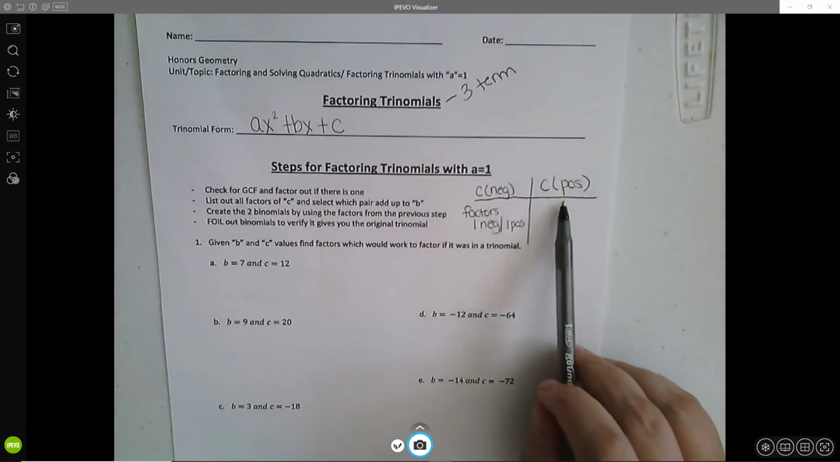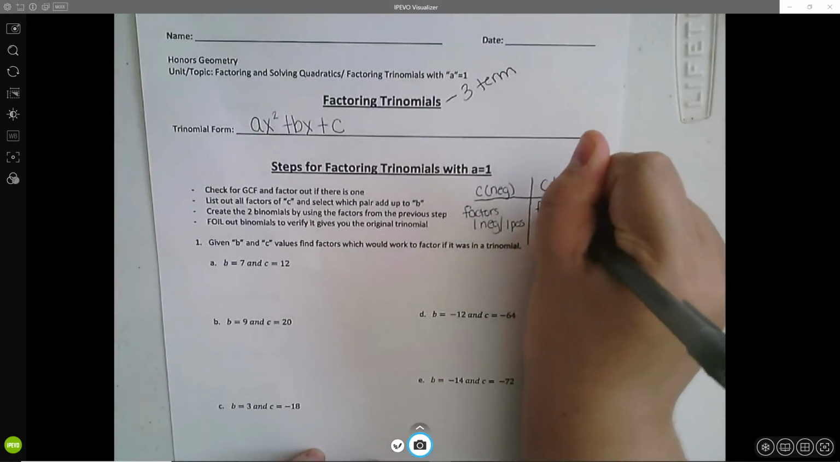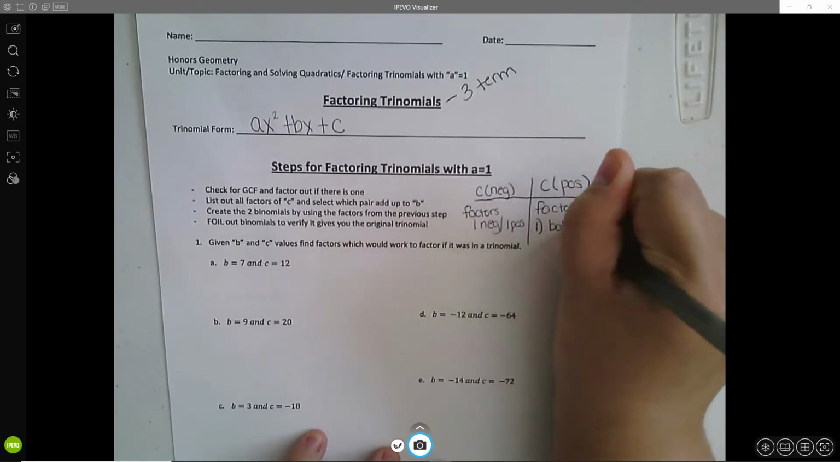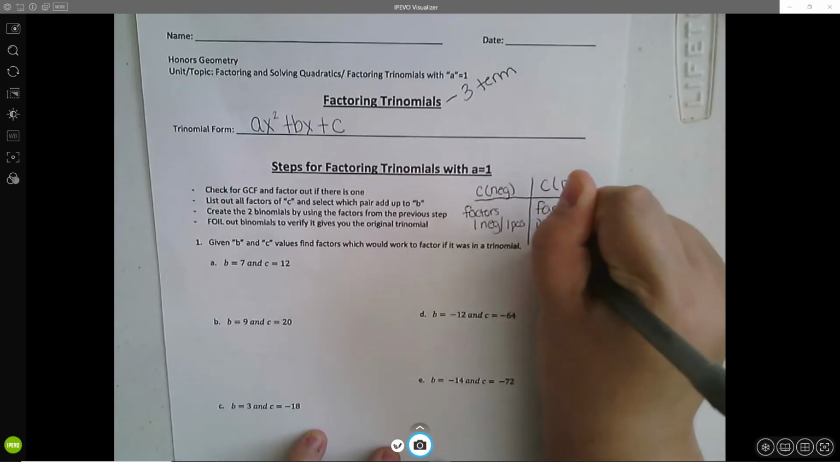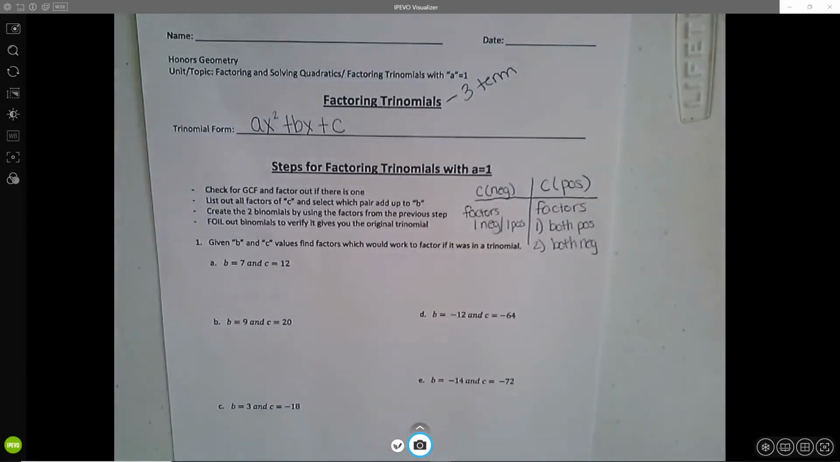Now when our C is positive, the factors that we list out for C are either both positive or both negative. And if you think about it, the only way to get a positive when you are multiplying is to have both be positive or both be negative. That's where this is coming from.